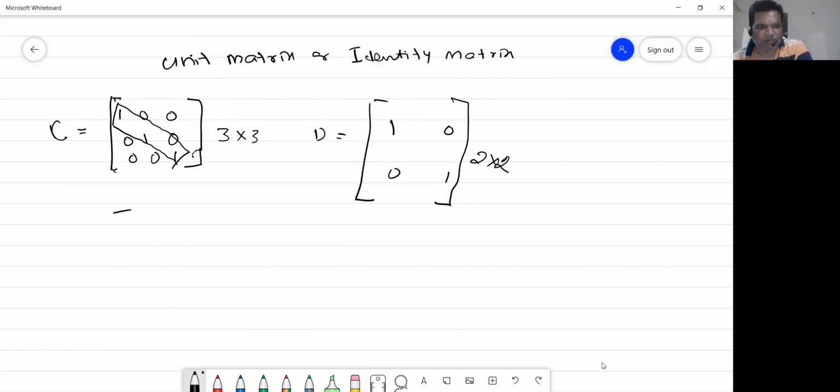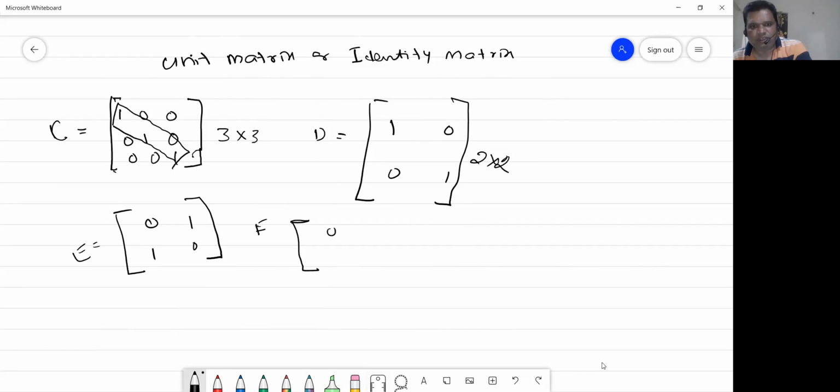I will write one more example: 0, 1, 1, 0. This is not a unit matrix. Please observe, this is not a unit matrix because the elements of the principal diagonal are not equal to 1. This is not a diagonal matrix. Another example, this is example E. I will take another example, F.